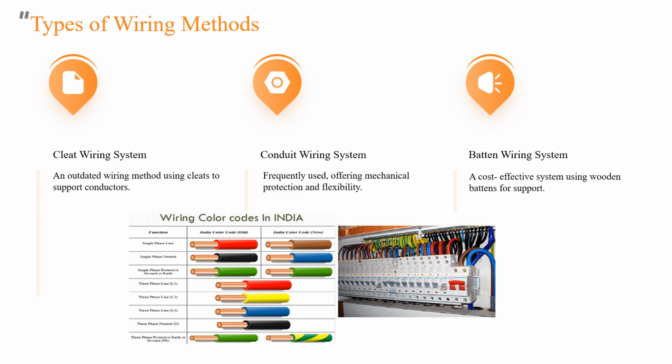Types of wiring system. Cleat wiring system. It supports conductors. Conduit wiring system. It is used for mechanical protection and flexibility. Batten wiring system. It is a cost-effective system using wooden battens for support.